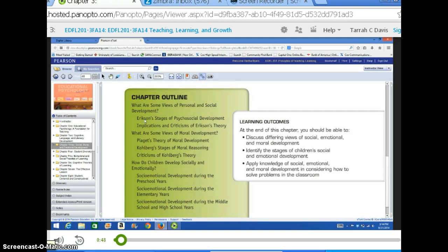We're going to be talking about Erikson's stages, the implications and criticisms of Erikson's theory. We are also going to talk about Kohlberg and the criticisms.